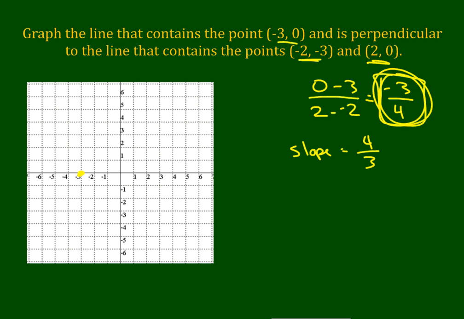Okay, so graph the line. That's all I want to do. Graph the line. So now the slope I want is 4 over 3. My starting point is right here at (-3, 0). So I want 4 up, 3 over. There's my line.